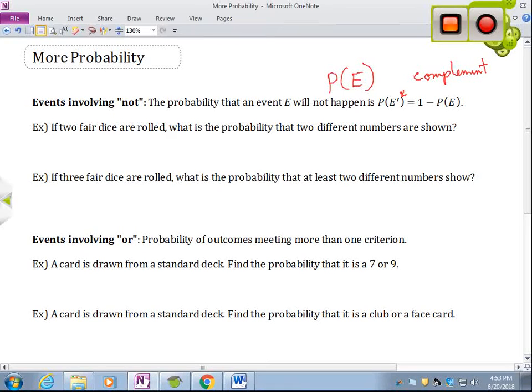All right, looking at this first example, if 2 fair dice are rolled, what is the probability that 2 different numbers are shown? So that we don't have a 1-1 or a 2-2 or a 3-3, etc. There are a couple ways to do this. We can look back at the dice chart, which shows all 36 possible outcomes, and we can count all of the ones that don't have a repeat in the number. Or we can figure out the probability that they do have the same number, and then the probability that they have different numbers is going to be the complement of that event.